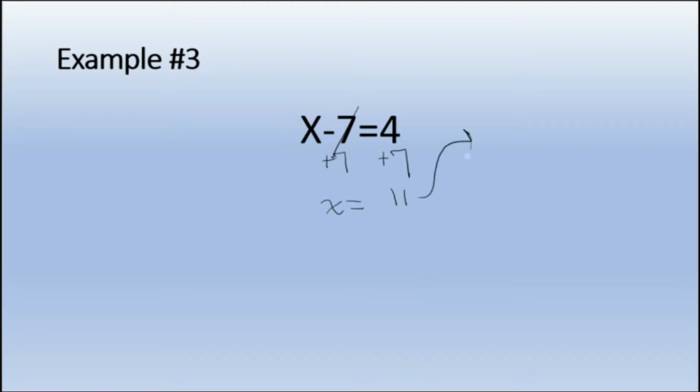If we plug that in to check our work, we're going to get 11 minus 7 equals 4. 11 minus 7 is 4. So we have 4 equals 4, and that checks out.